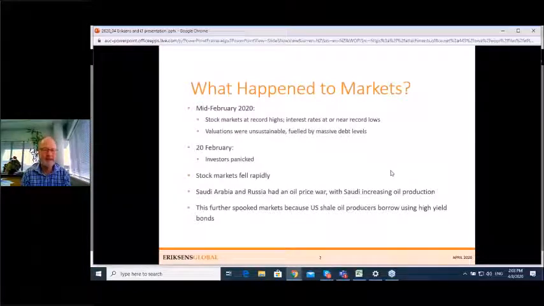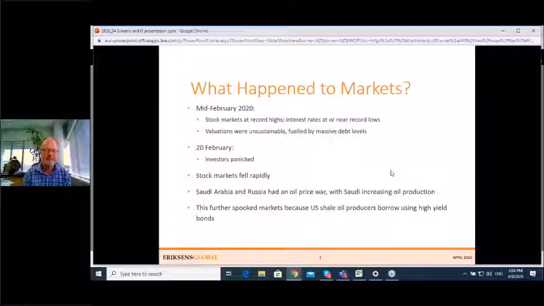Basically moving on to the markets, in the middle of February, stock markets were at record highs, interest rates were near record lows, and everything seemed pretty rosy, except that in hindsight, the valuations were unsustainably high, fueled by the massive debt levels around the world, which were about 20% higher than they had been during the global financial crisis.